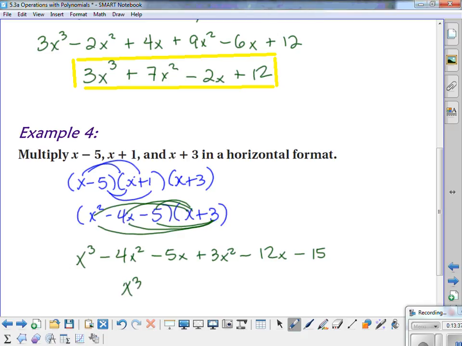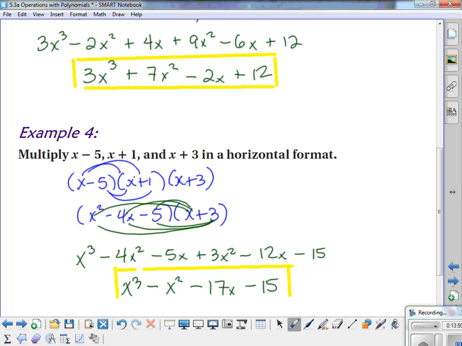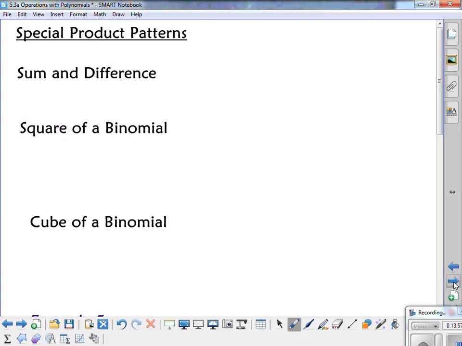So I have x cubed. And then I've got a negative 4x squared and a plus 3x squared. That's minus x squared. Negative 5x, negative 12x is minus 17x. And then minus 15. Okay? Those of you that didn't get that, did you figure out where you went wrong? Yeah. Okay. All right.